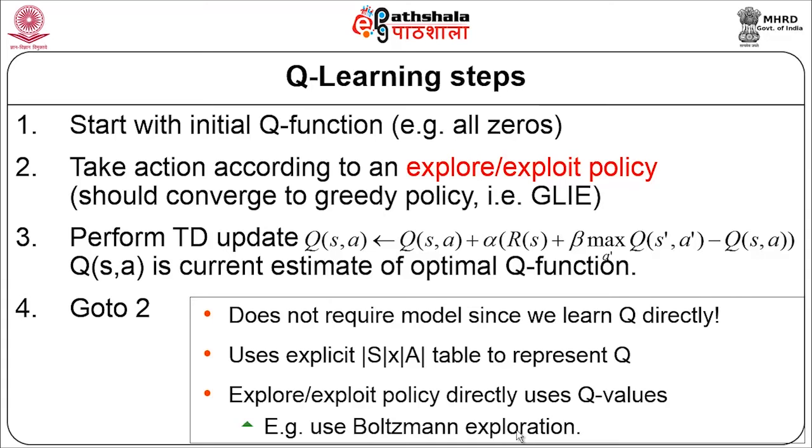So, it does not require a model since we learn Q directly. It uses an explicit S into A table, that is a state action table, to represent Q, and the explore exploit policy directly uses the Q values, and you can use Boltzmann exploration for example. We are not going to discuss this in more detail.